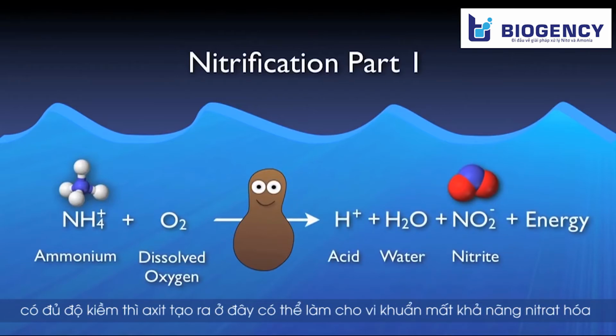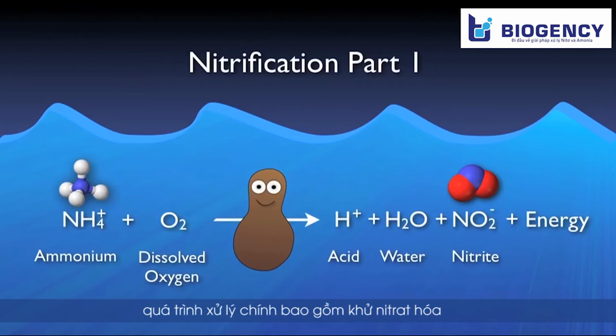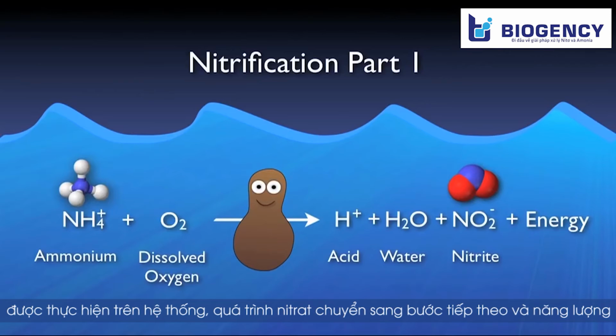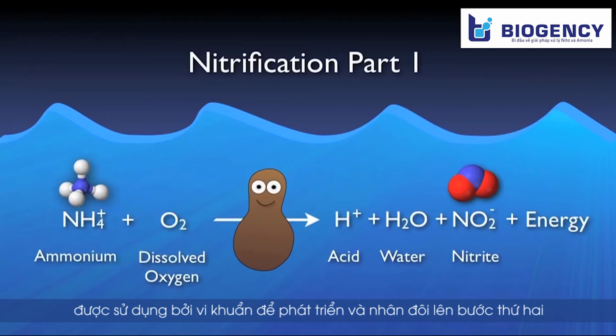If your system doesn't have adequate alkalinity, the acid produced here could create inhospitably acidic conditions for the bacteria, resulting in major process hiccups including loss of nitrification. The water produced is absorbed in the system, the nitrite moves on to the next step, and the energy is used by the bacteria to grow and multiply.